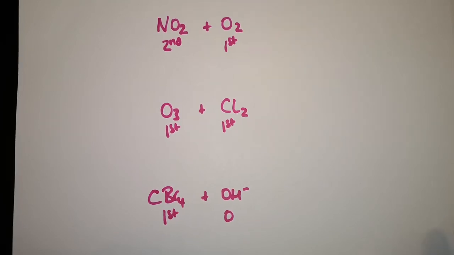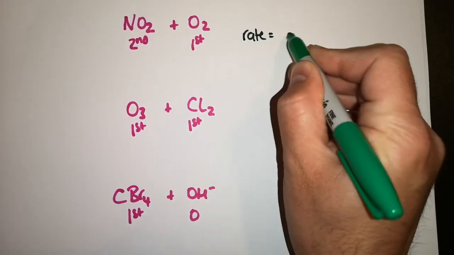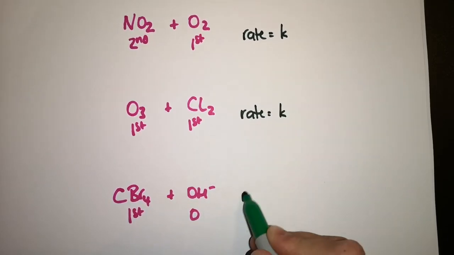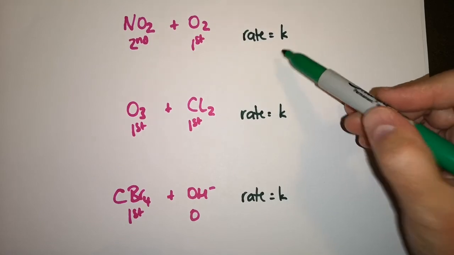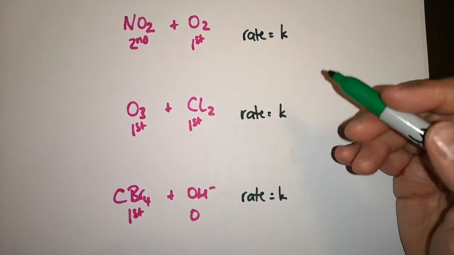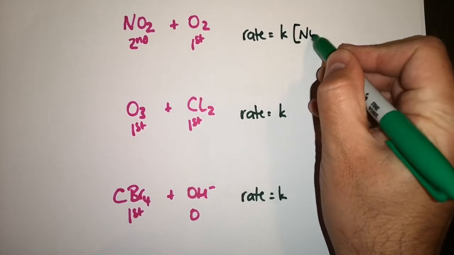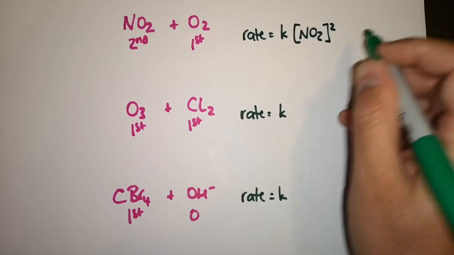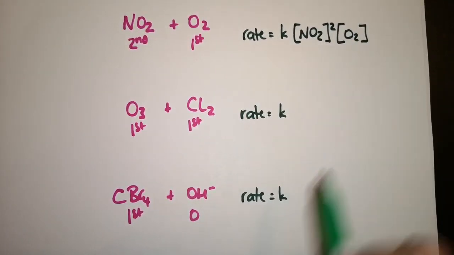Okay, so in each case, our rate equation would always start rate equals k, because it's always the rate of reaction equals the rate constant multiplied by the concentration. In this case, the NO2 is going in and it's second order, so I'll raise it to the power 2, multiply it by O2, which is first order, so it stays like that.